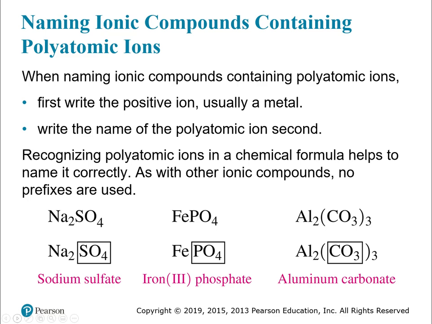We went from the name to the formula. Now we have to name the formulas. It's very simple, and it's very similar to the naming we were doing before. You write the positive ion first. You write the polyatomic ion second. Use that chart. There's no prefixes or anything else. You just have to name what you see.